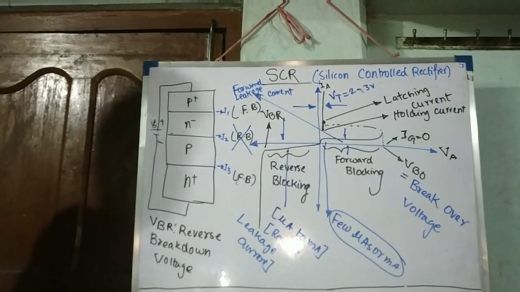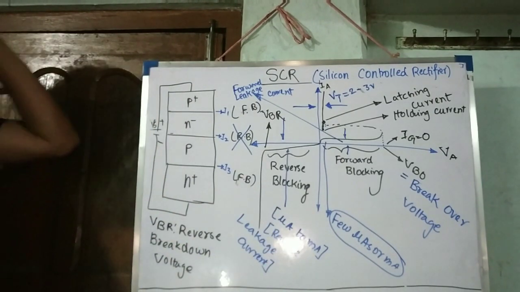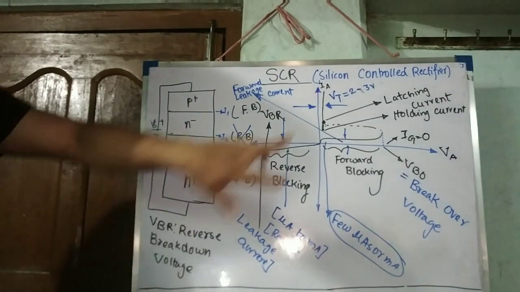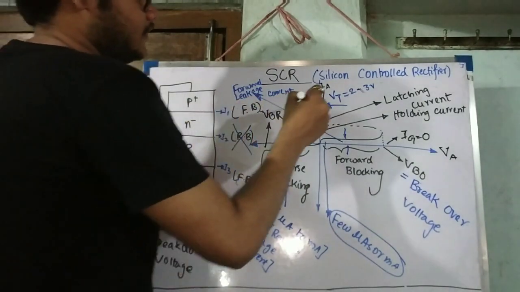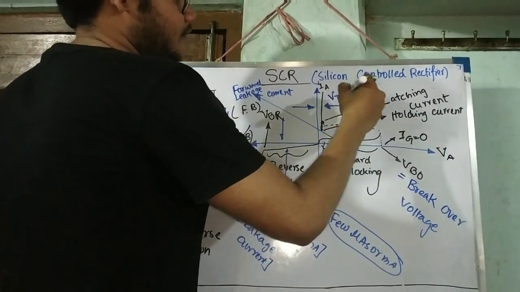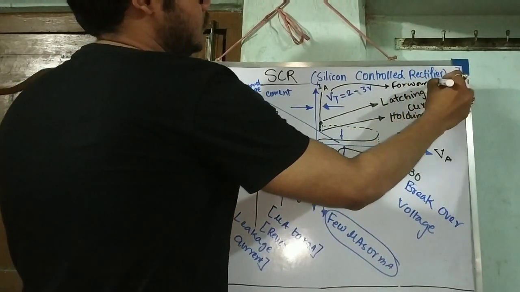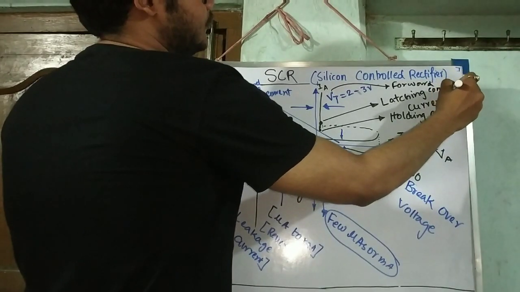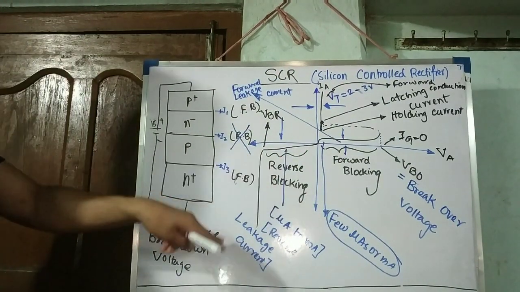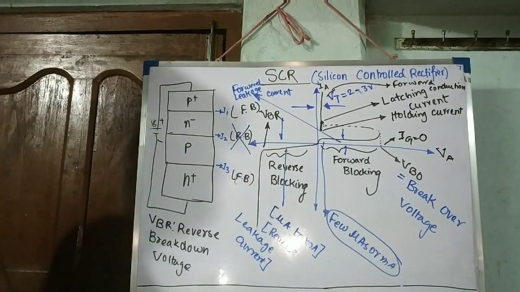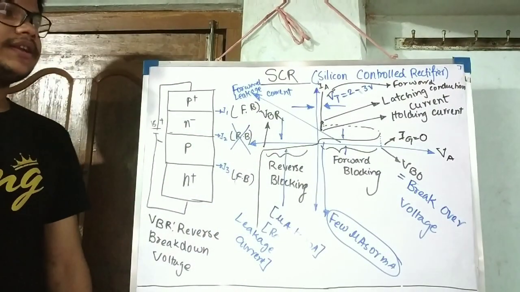Okay. So these are the VI characteristics, and these are the three modes in which the thyristor can operate. This is your forward conduction mode, and this is your reverse blocking mode. And whenever reverse conduction appears, the thyristor is completely damaged.